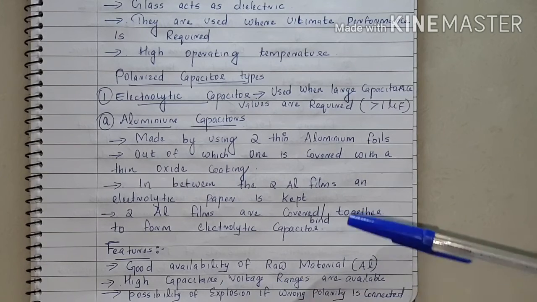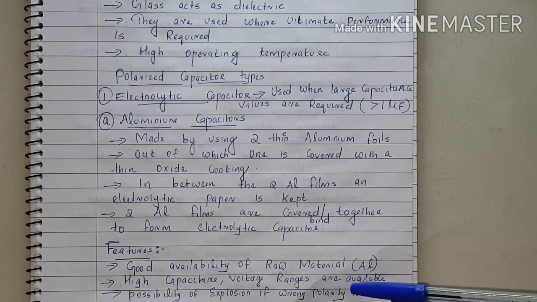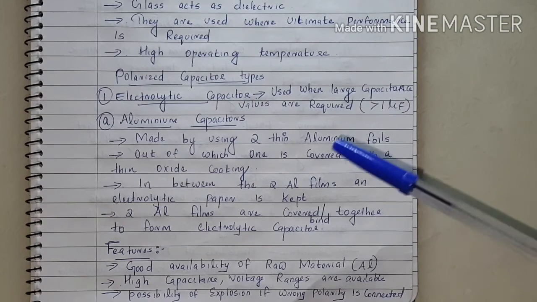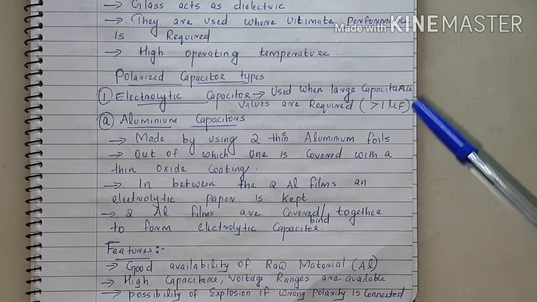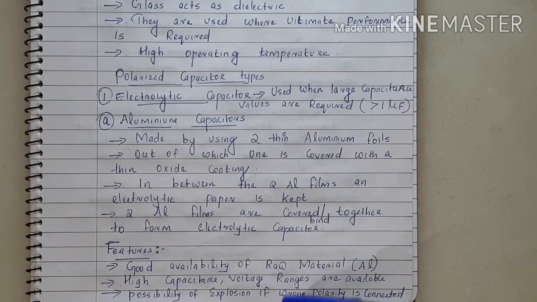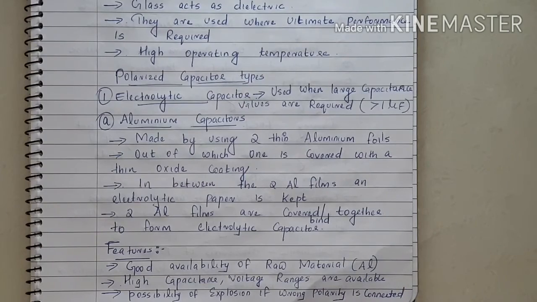They have very high capacitance and voltage ranges, and there is a possibility of explosion if wrong polarity is connected, that is, the positive terminal of the capacitor should be connected to the positive terminal of the battery and the negative terminal of the capacitor should be connected to the negative terminal of the battery. If wrong polarity is connected, there is a possibility of explosion.